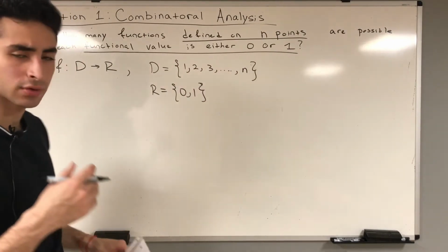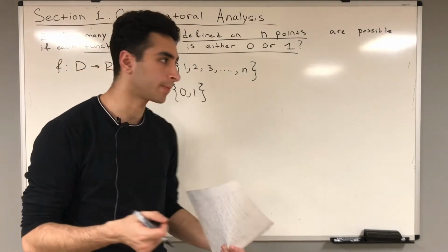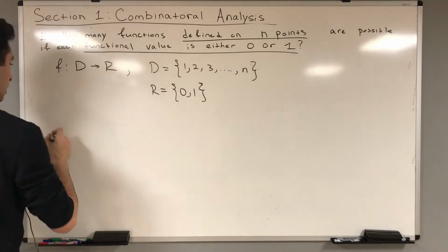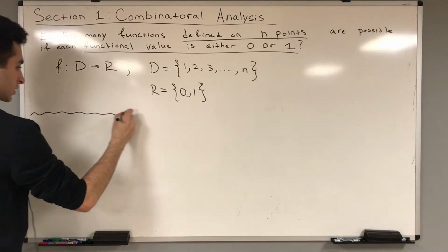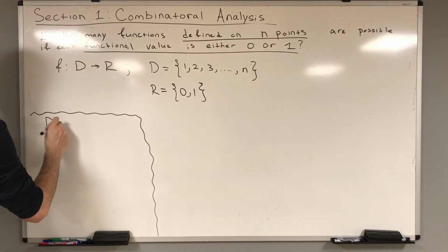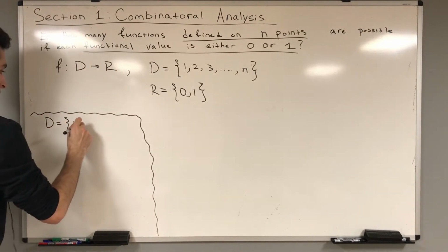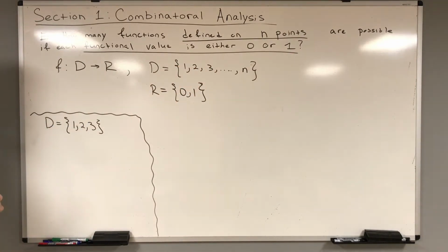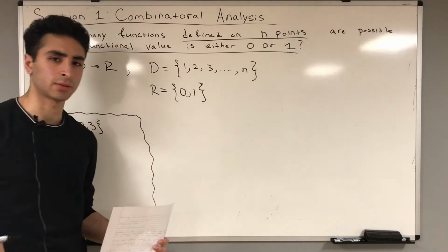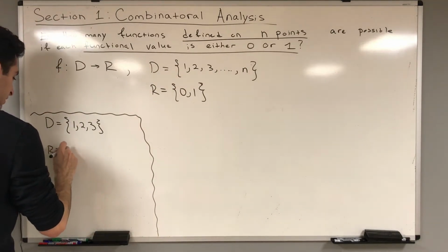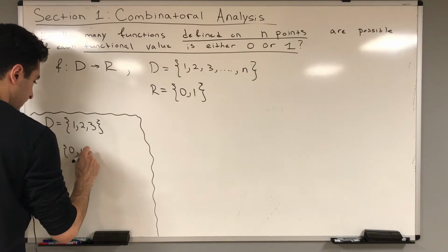Well, let's do a simpler example first, okay? I think the domain is a bit too big. So let's focus on a smaller domain. So let's say, just for our sake, that domain instead only had 3 points, okay, instead of n. So you have the numbers 1, 2, and 3 in your domain. And your range, well, we'll keep it 0, 1, because that's simple enough.